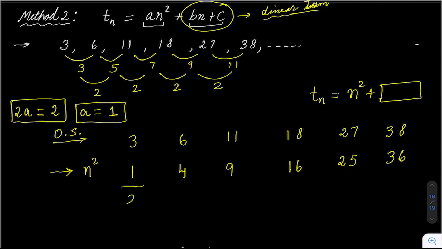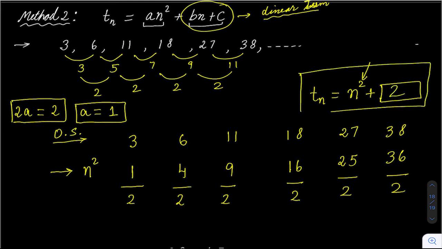The difference is 2 every time. So basically, in every term I have n square, and if we add 2, then it becomes our sequence. So my general term, or nth term, will become n square plus 2. This is my answer. I hope everyone understands.